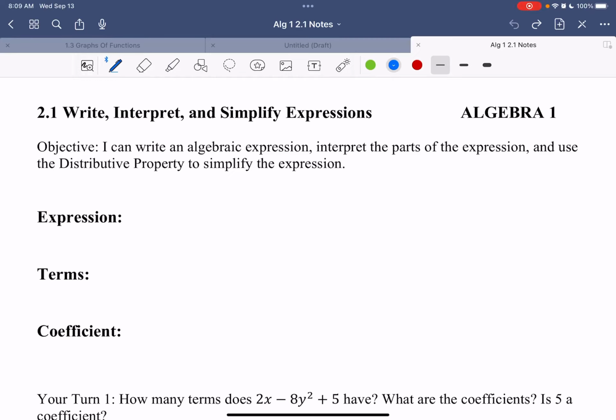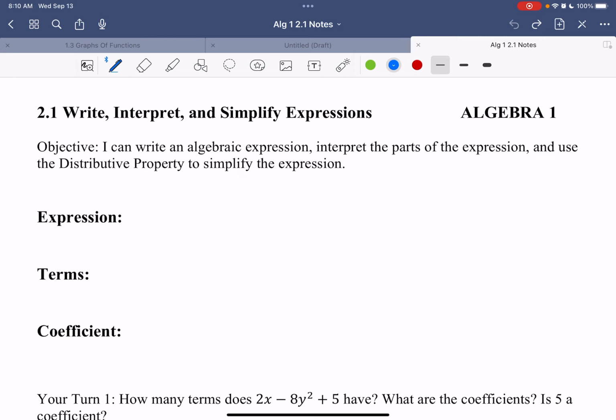Section 2.1, we're going to write, interpret, and simplify expressions. So our objective is to write an algebraic expression, interpret the parts of it, and use the distributive property to simplify it. So first, vocab.